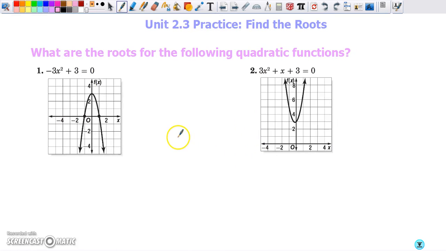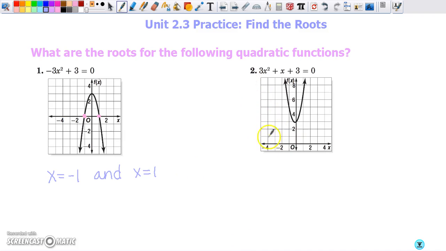So what we're going to do is practice with finding the roots. This is really easy. You're just going to write them down. If we're given the graph here for number 1, they give you the equation. Here's the graph, and we have our roots, right here and right here. So the two roots that we get based on this graph would be x equals -1 and x equals +1. And that's it for that.